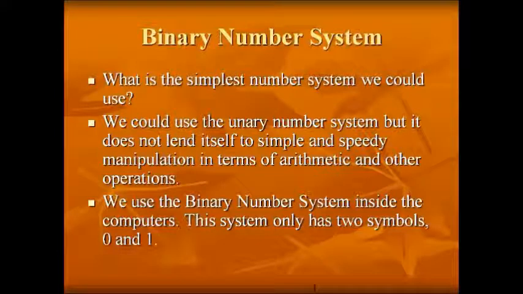Binary number system. As I mentioned earlier, what is the simplest number system we could use? We could use the unary number system, but it does not lend itself to simple and speedy manipulation in terms of arithmetic and other operations. We use the binary number system inside the computers. The system only has two symbols, which are 0 and 1. So when you say binary, the only two symbols involved are 0 and 1. Okay?